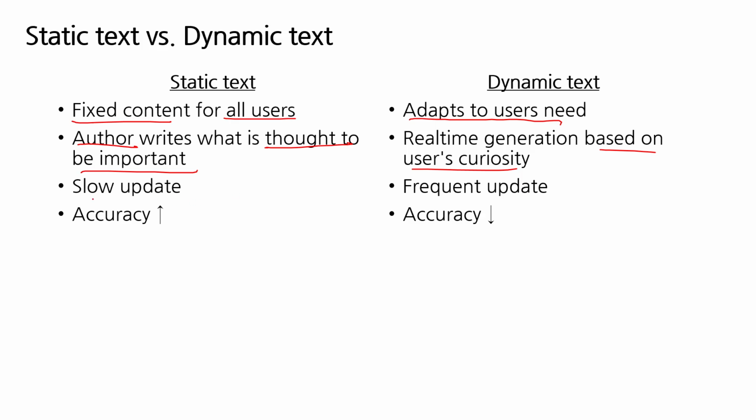Static text usually is very slow in updates. Think about waiting for the next edition of a textbook. However, the accuracy is usually higher. On the contrary, dynamic text can be very frequently updated, or you can even attach a very new article and ask to generate a study note based on that new information. However, there is always some risk of the large language model to generate some hallucinated information.